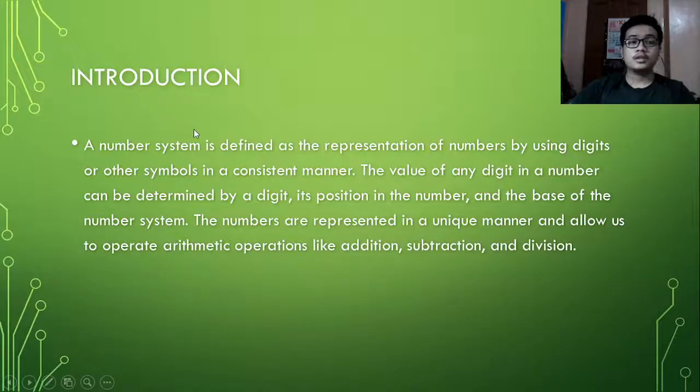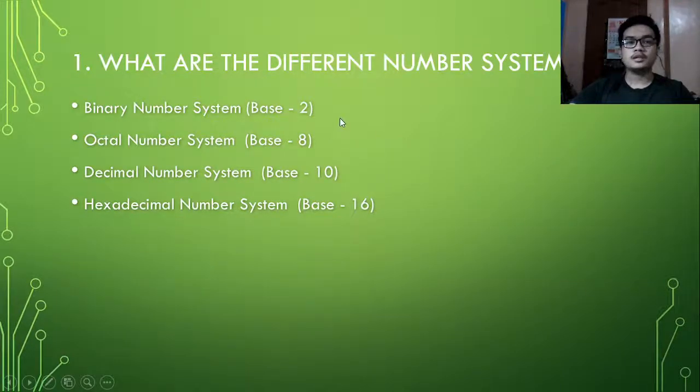A continuation, a number system is defined to be the representation of numbers by using digits or other symbols in a consistent manner. The value of any digit in a number can be determined by its position in the number and the base of the number system. The numbers are represented in a unique manner and allow us to perform arithmetic operations such as addition, subtraction, and division. So let's get to the first question.